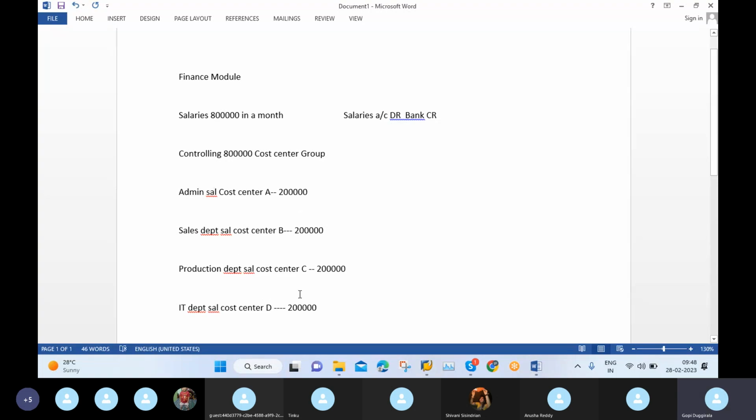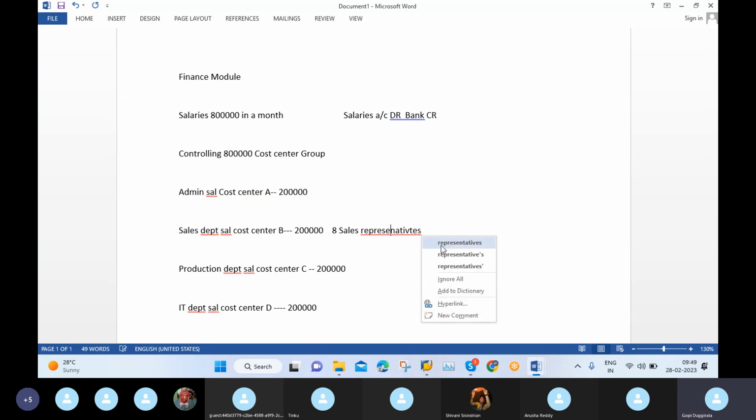So it means each department, each cost center, will be noted as 2 lakhs, 2 lakhs, 2 lakhs. In this area, for example, if I want to deduct some salaries from a controlling point of view, see, for example, in the sales department, I have 8 sales representatives. You know sales representatives, right?